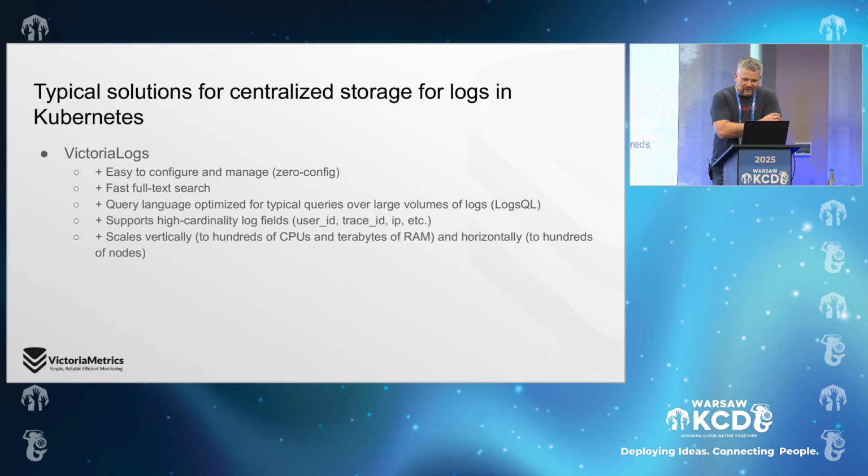And it scales vertically and horizontally. Vertically means that you can increase the capacity of Victoria Logs by increasing memory and CPU limits, or increasing disk space, persistent disk volumes. Or you can scale horizontally if you reach some vertical scalability limits. You can add more nodes into a Victoria Logs cluster and get linear scalability. And Victoria Logs is very cost efficient. It requires much smaller amounts of memory, CPU, and storage compared to Elasticsearch and Loki.